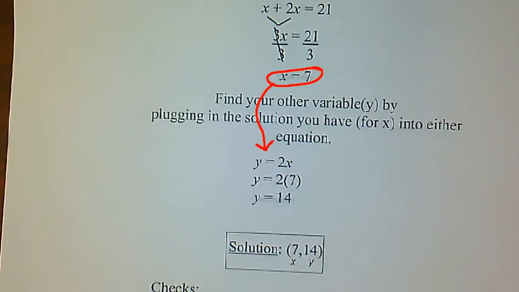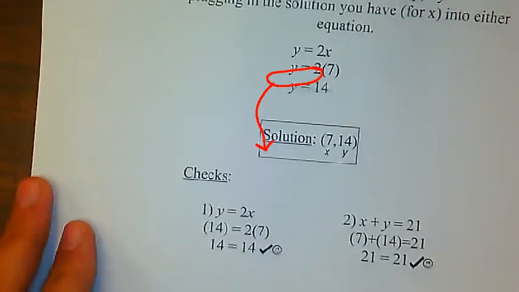Now it doesn't matter which of the two you choose to do, as long as you choose one of them. I usually try to do the easiest one, so y equals 2x is a little bit simpler than x plus y equals 21, so that's really up to you which one you want to choose. And then of course we have a simple check.